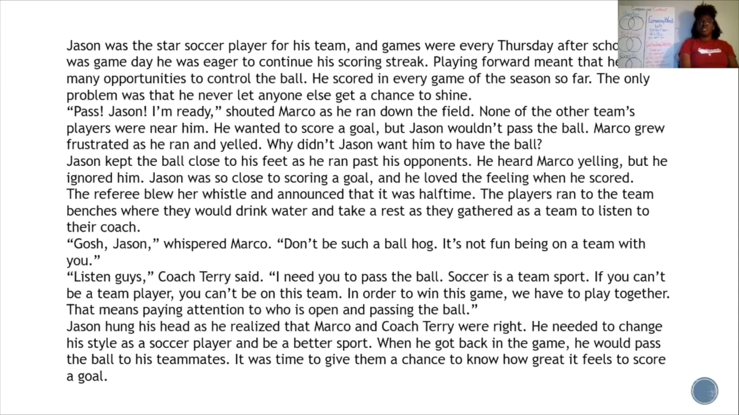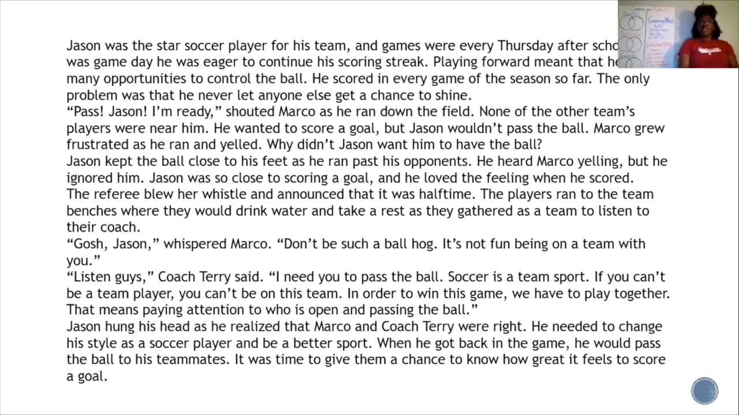Jason hung his head as he realized that Marco and Coach Terry were right. He needed to change his style as a soccer player and be a better sport. When he got back in the game, he would pass the ball to his teammates. It was time to give them a chance to know how great it feels to score a goal.